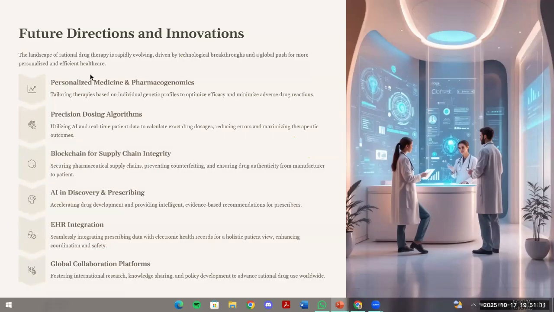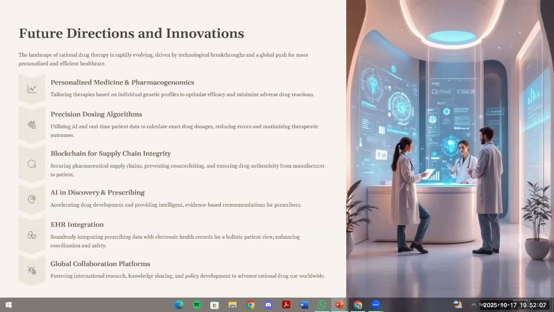The landscape of rational drug use is rapidly evolving with the global push for personalized, efficient healthcare. That is personalized medicine and pharmacogenomics, tailoring therapy based on individual genetic profiles to optimize efficacy and minimize adverse drug reactions. Not only that, precision dosing algorithms utilize AI and real-time patient data, calculating exact drug dosages, reducing errors, and maximizing the therapeutic outcome.